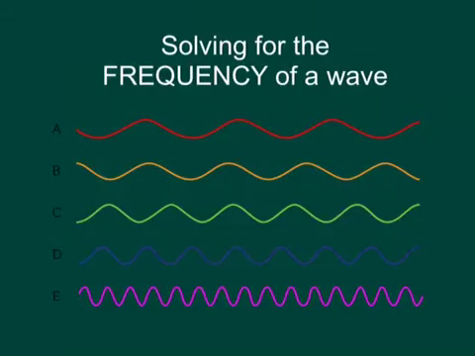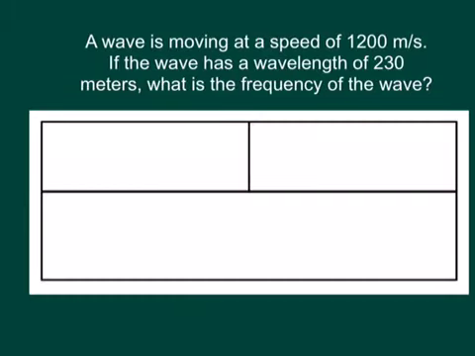Now let's solve for the frequency of a wave when we're given its wavelength and its speed. A wave is moving at a speed of 1200 meters per second. If the wave has a wavelength of 230 meters, what is the frequency of the wave?